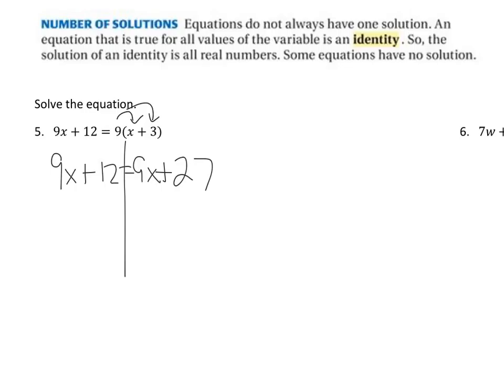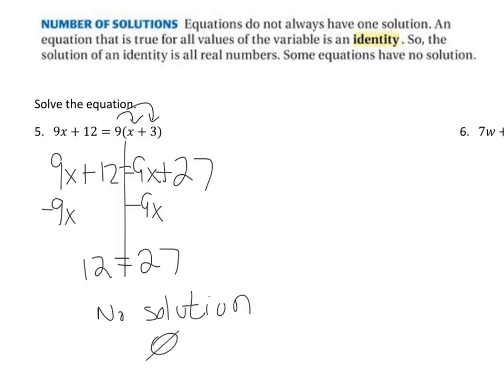Like, which one's smaller, 9 or 9? They're the exact same, so just subtract it. You get 12 equals 27. Is that true? If you think 12 equals 27, I'll trade you $12 for $27 and we're even. Okay? No, it's not. So see how this was a false statement? That means no solution, which is also a symbol of this. No solution. Okay? So there's an example right there where you have no solution.